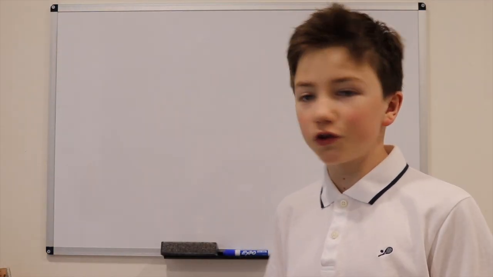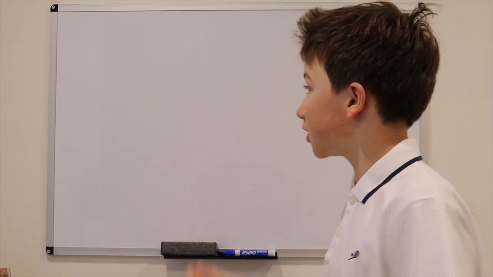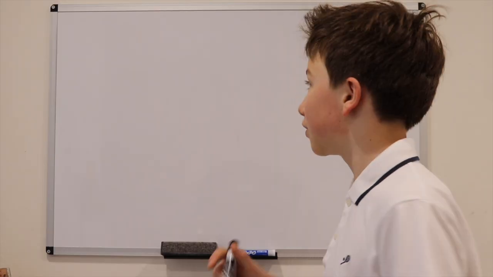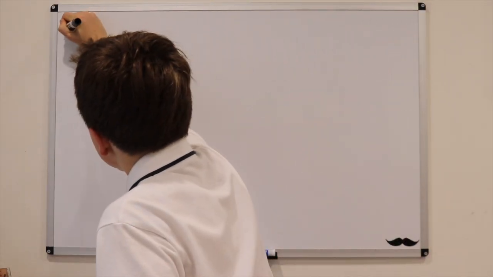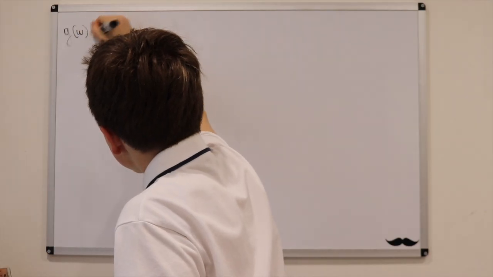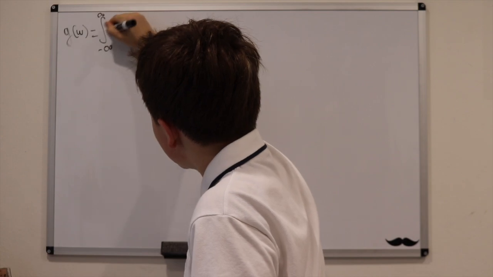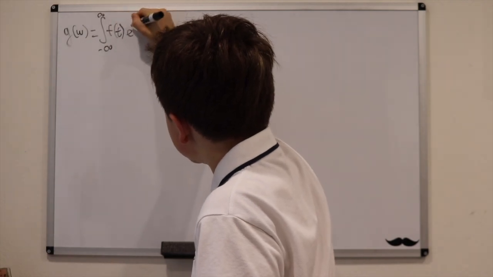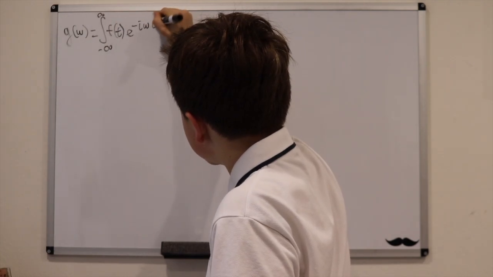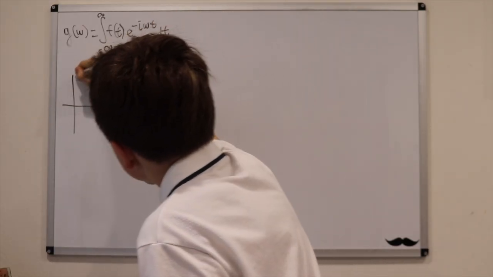So first, let's review the concepts and ideas of the Fourier Transform so we can transition into actually applying it to the real world. So first, let's look at the formula. The formula for the Fourier Transform is g of omega equals integral from negative infinity to infinity of f of t times e to the negative i omega t dt. Let's start out with the function f of t.